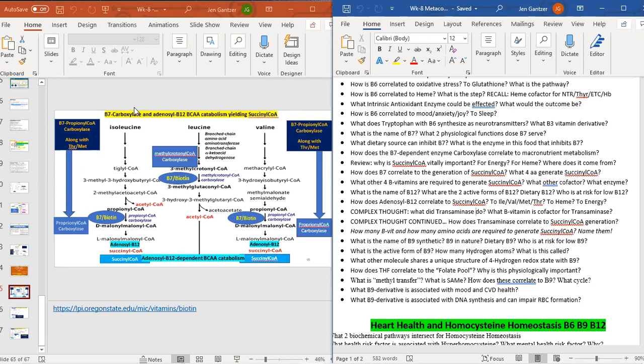So how many B vitamins does it take to get succinyl-CoA? All of them except folate. There's not a specific B9 reaction. So if somebody is fatigued, right, and you're thinking maybe they don't have enough B vitamins, you think it might be affecting their succinyl-CoA and their heme?